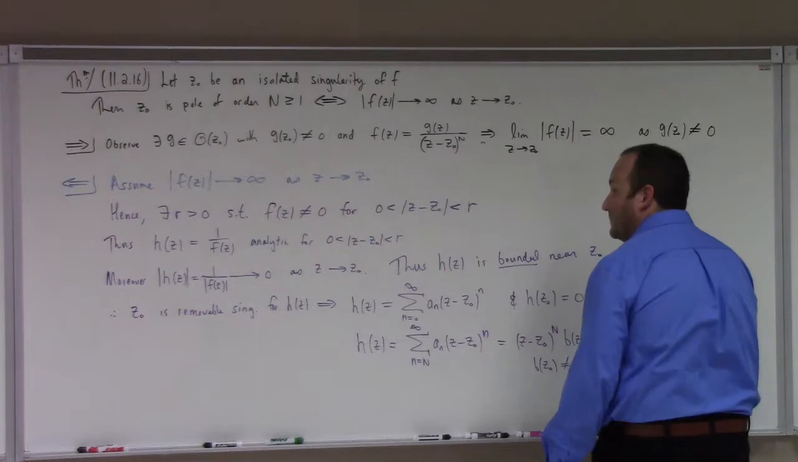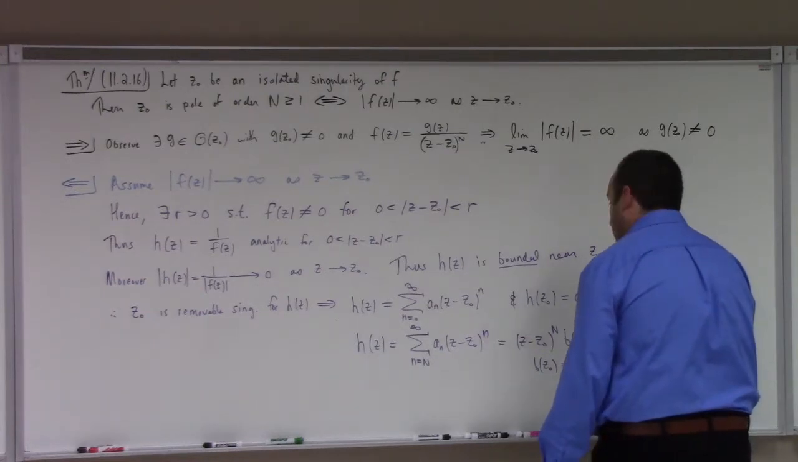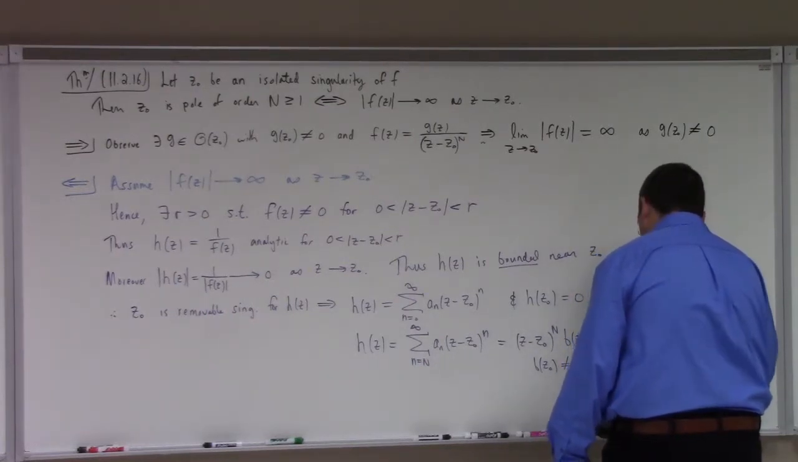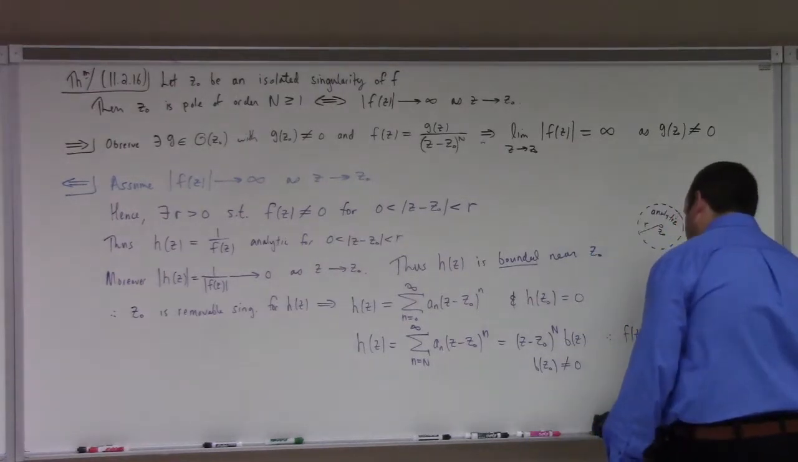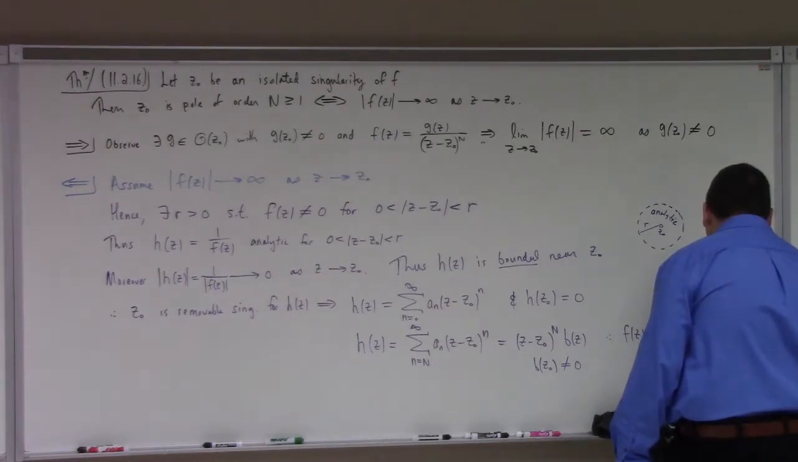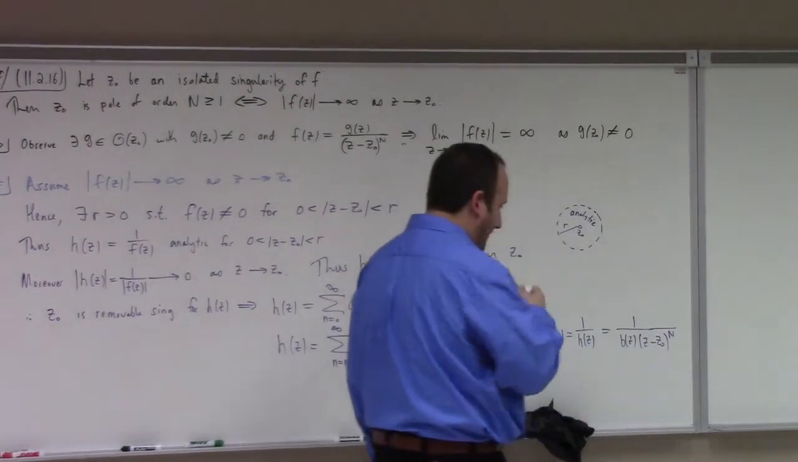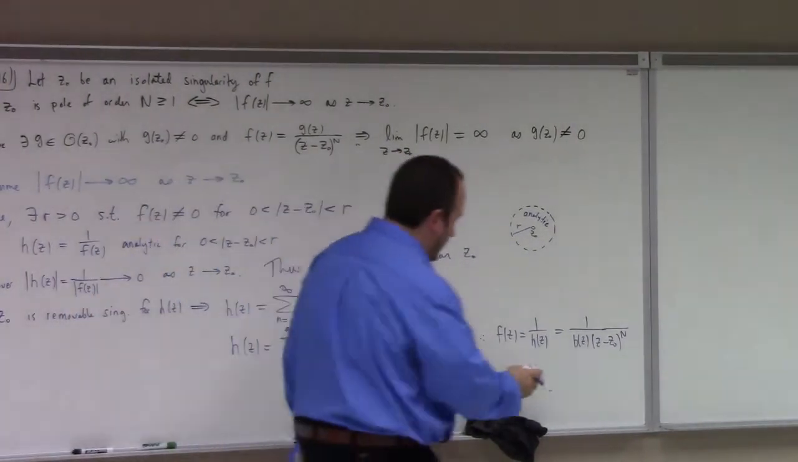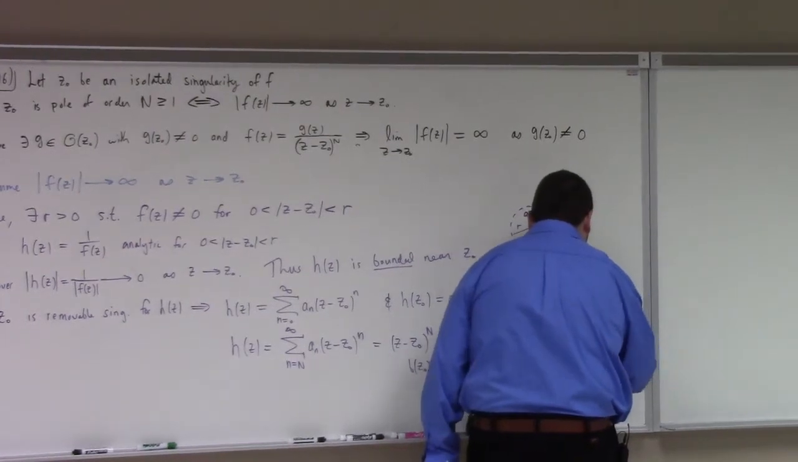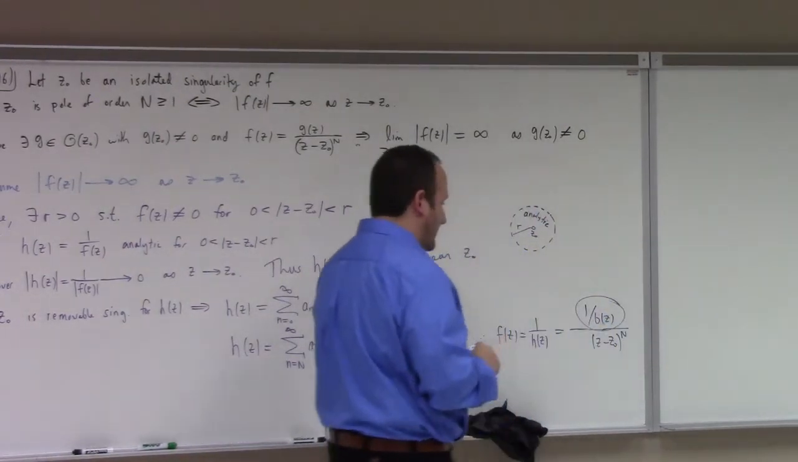so what's 1 over h? f of z is 1 over h of z, right? And what's that equal to? It's equal to 1 over b of z times z minus z naught to the n. And what's that show you? Or maybe I should write it this way to drive home the point better. It's got this function upstairs divided by z minus z naught to the n.